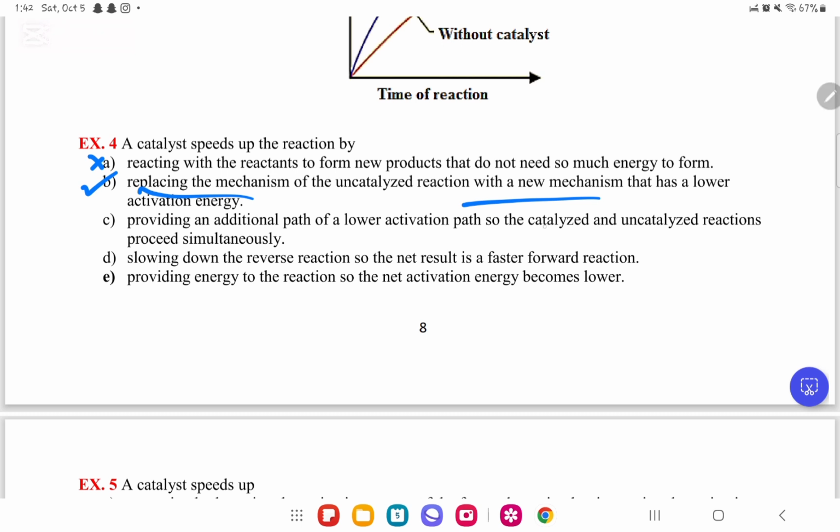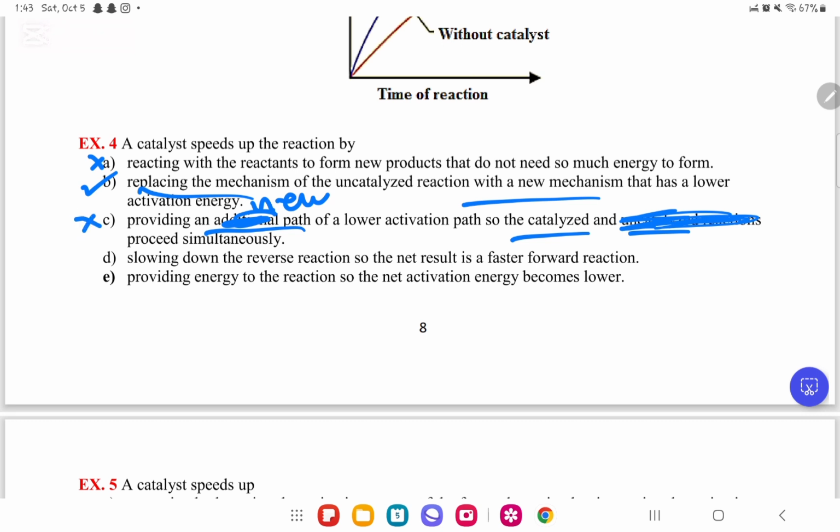There's nothing to do with catalyzed and uncatalyzed reactions. It will produce not an additional, but a new path of lower activation energy, and the uncatalyzed reactions will not occur, only the catalyzed ones will occur, so C is wrong.